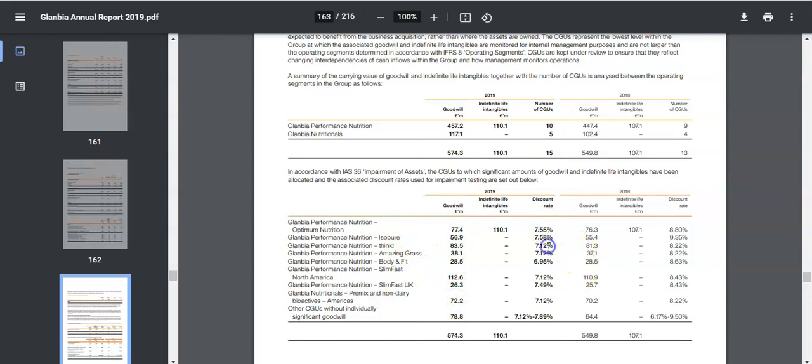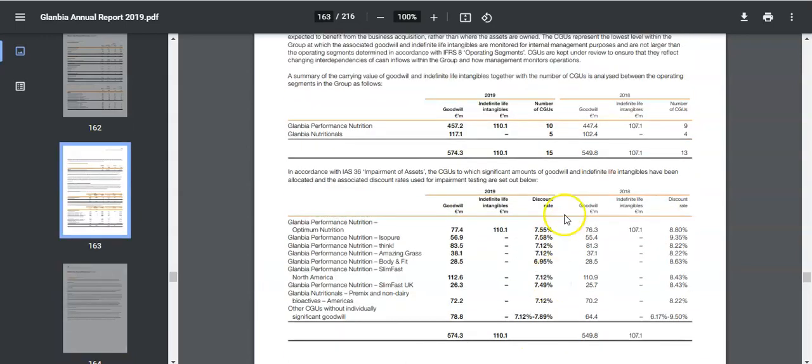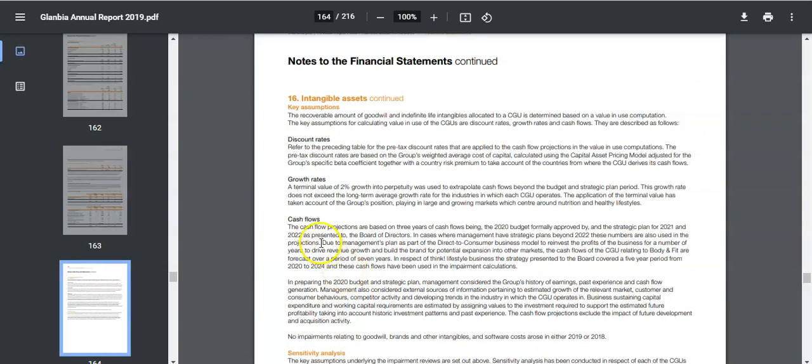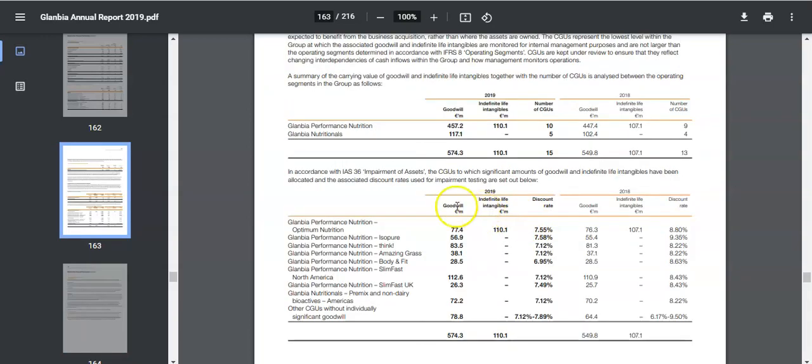And their discount rate that they use is specific to each business. So they give all that information around how they calculate the impairment test each year. And they tell you about the discount rates they use, they tell you about the cash flows that they use. They're based on 3 years. And they also tell you about the growth rates, the assumptions that they use. And that's all about impairment testing, particularly the impairment testing of the intangible assets around goodwill.